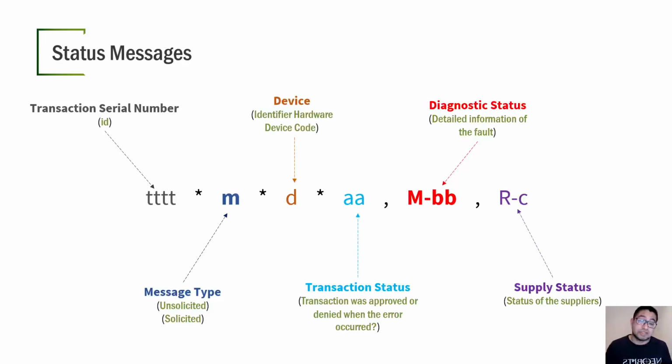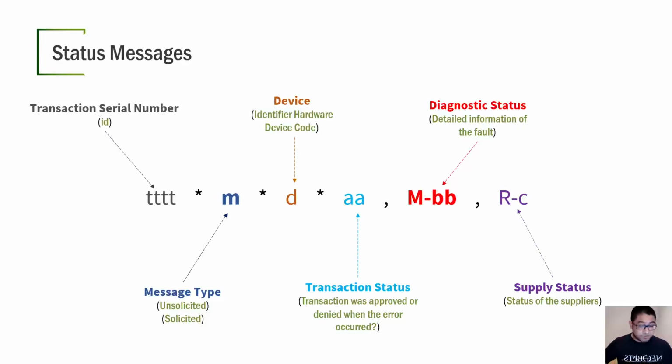Then we will have the message type. This will tell me if that error was unsolicited by the ATM or solicited by the ATM. Then we will have a device code. This will be the identifier of the hardware that made the error. Then we will have a transaction status. This transaction status will tell me if the transaction was approved when that error happened, or if the transaction was denied, or what happened in that transaction.